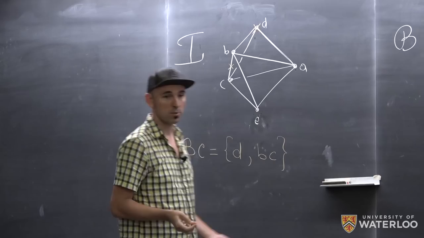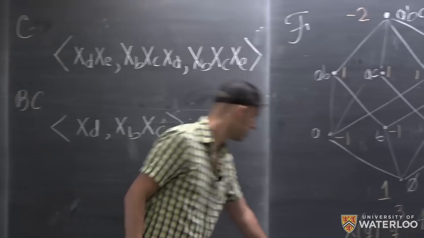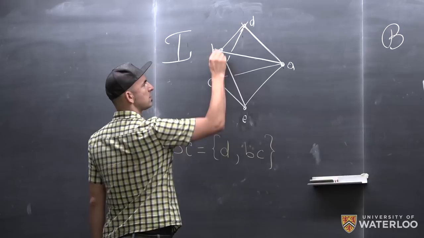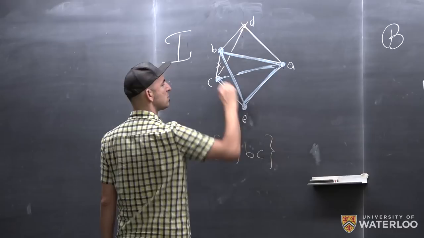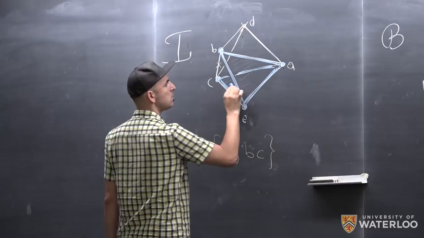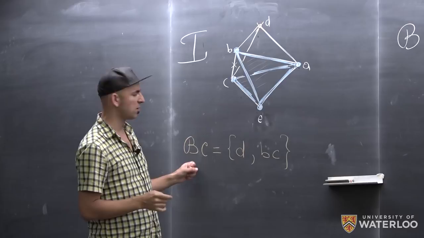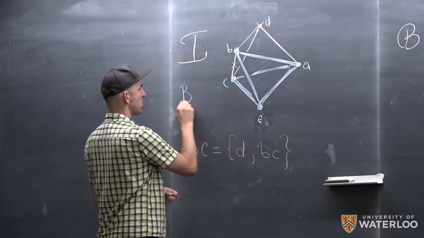Let's see what's left. Okay, let me bring a different color. So what is left is these four points, these edges, and these two triangles. You see that? So this is the part of the independence complex that doesn't contain broken circuits. This is called the broken circuit complex according to the order that I chose.